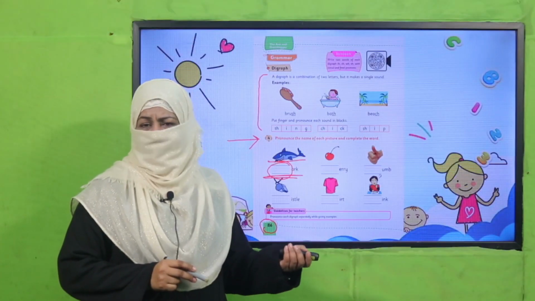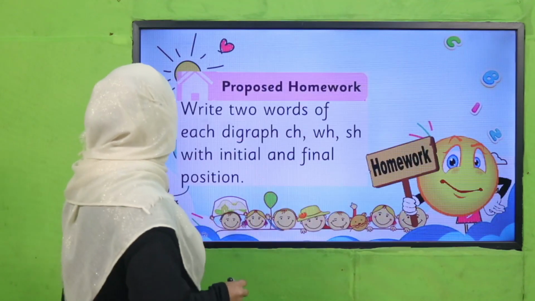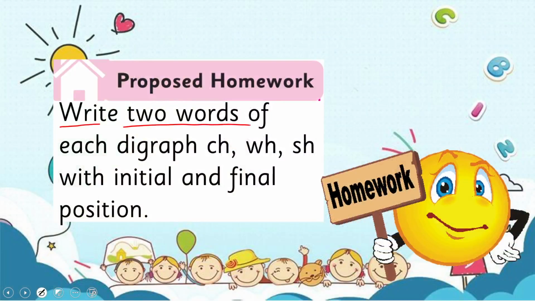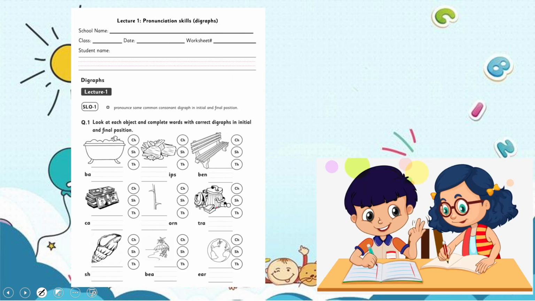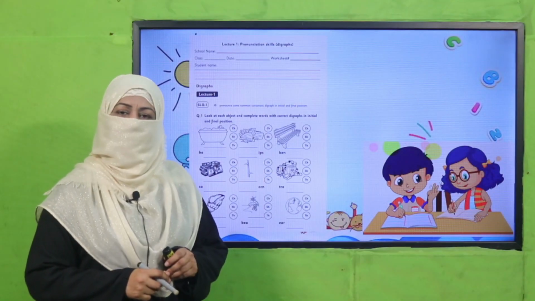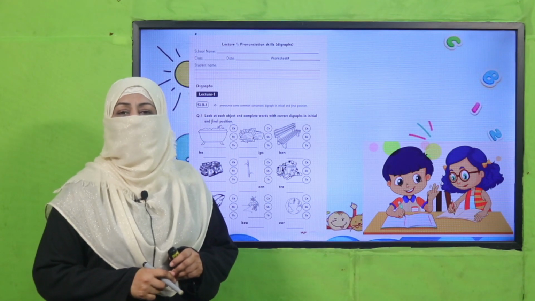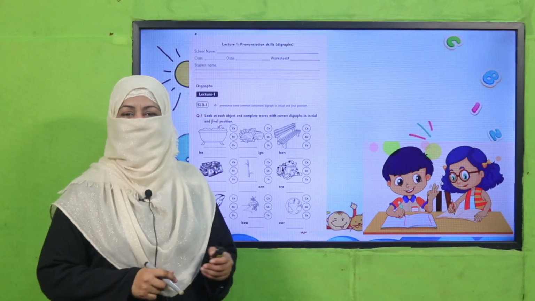Yes, my dear students, are you done with it? Good job. I'm giving you homework. You will write 2 words of each digraph. Okay, with ch, and it can be th. Instead of WH, use TH. So you will use these digraphs at initial and final position, and I'm giving you a worksheet, my dear fellow teachers. This worksheet, lesson plan, PowerPoint presentation links are given. You may click it, download it, and kindly provide a printed worksheet to students for practice.